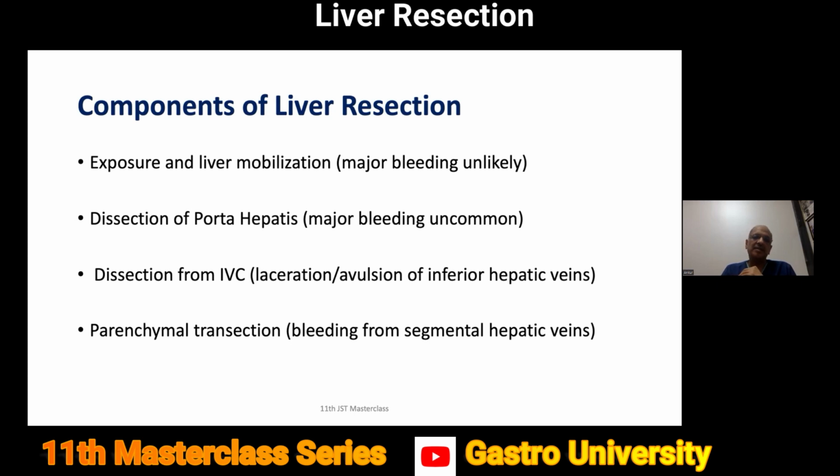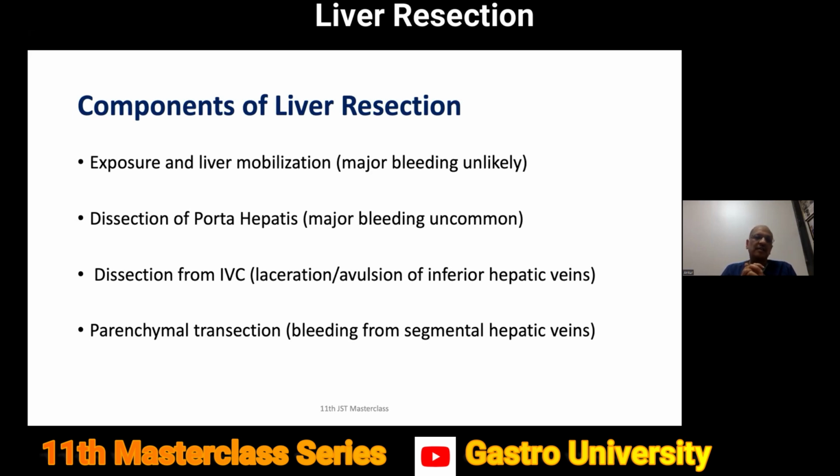The next step is the dissection of porta hepatis. Again, major bleeding is uncommon unless there's a prior surgery, post cholecystectomy patient with lot of adhesions, the field is not clear. Then you can damage one of the portal vein branches, the right or the left, depending on what kind of resection you are doing, or sometimes one of the hepatic arteries. But again, this is an uncommon situation.